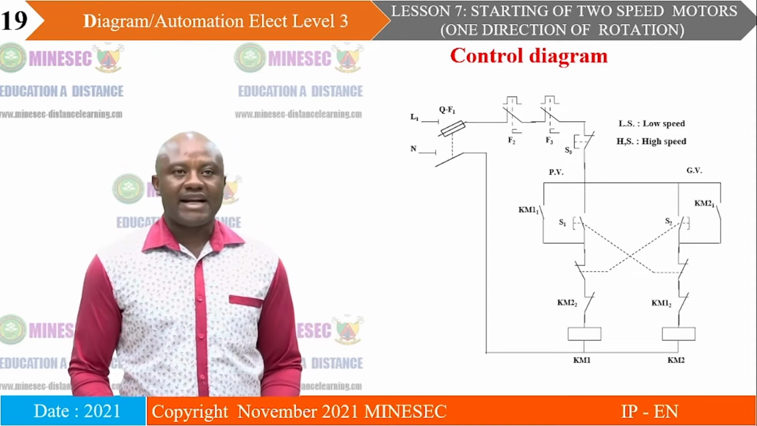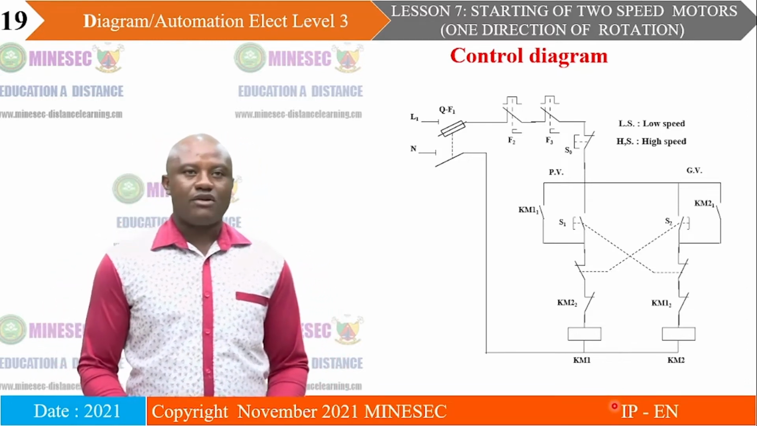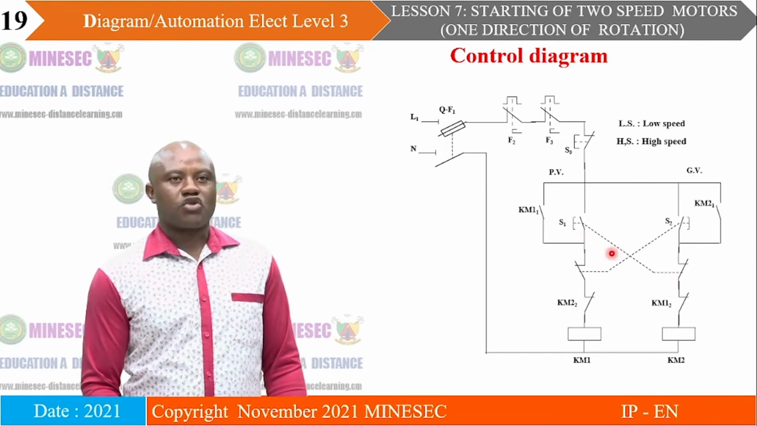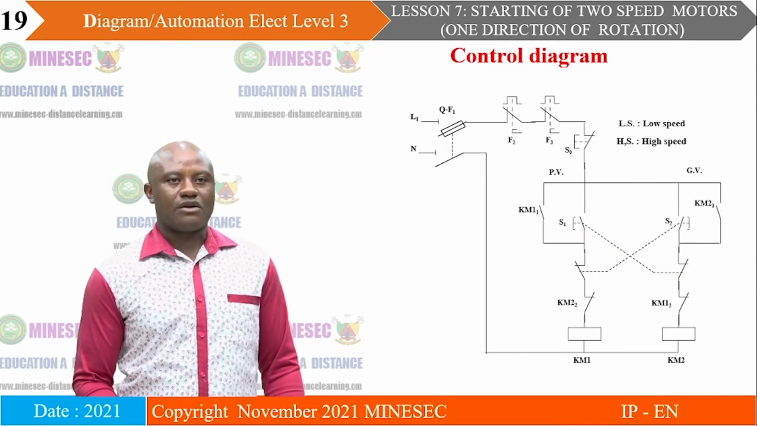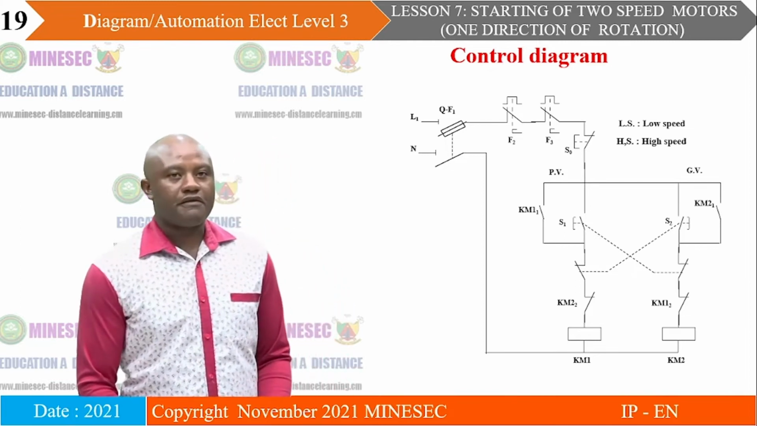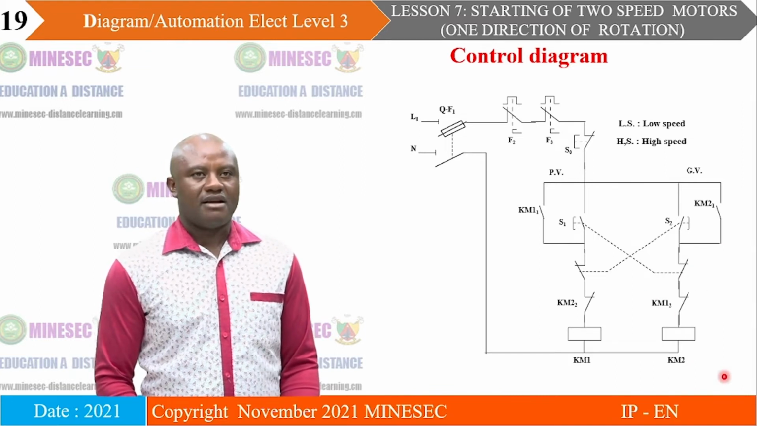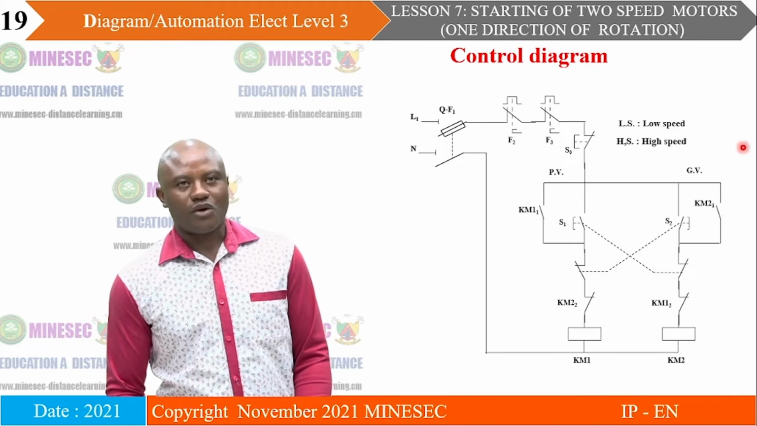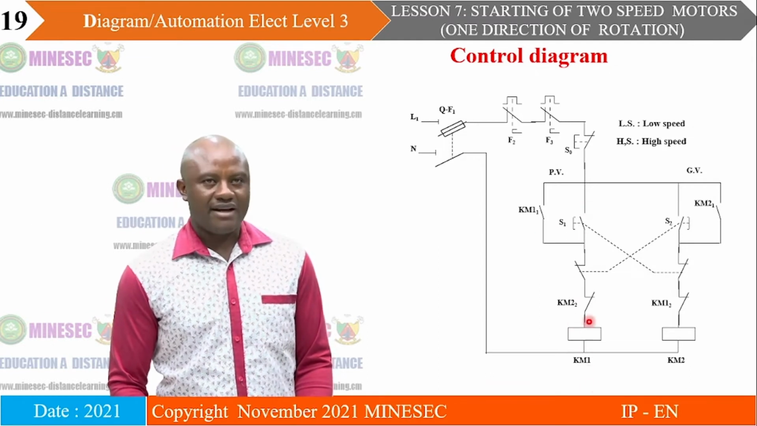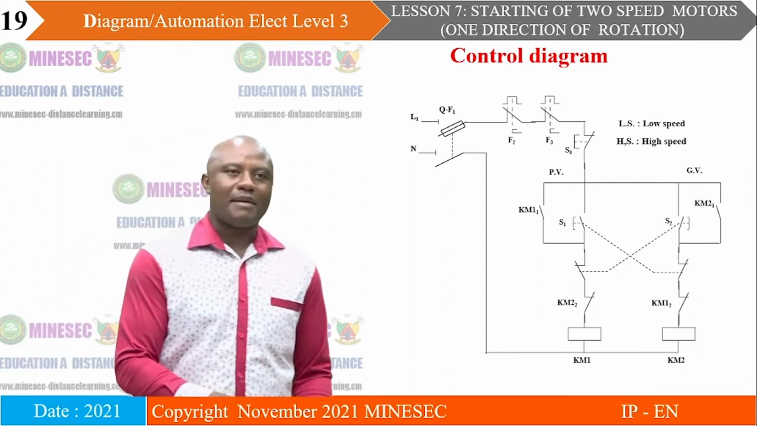Why wiring this particular diagram? Let's say you are going to start your motor in low speed, and after that you switch to high speed. An action on push button S1 will energize the contactor KM1. When you energize the contactor KM1, automatically you are putting off KM2 if it was working through this normally closed contact. So if KM2 was on through this KM21, as you are putting on this KM1, automatically you open this circuit. So you don't need to go and press the stop push button before you come and start the other side.